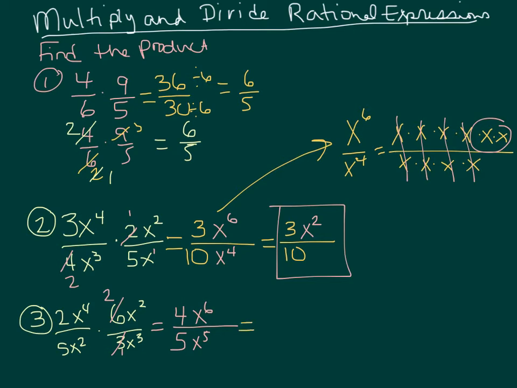The next thing I'm going to do is I keep the 4 and the 5 where they are. They're reduced completely. I am going to do whatever method works best for you. I'm just going to subtract the exponents in my head, and I'm left with x to the 1st. So in the end, I just get 4 times x over 5.